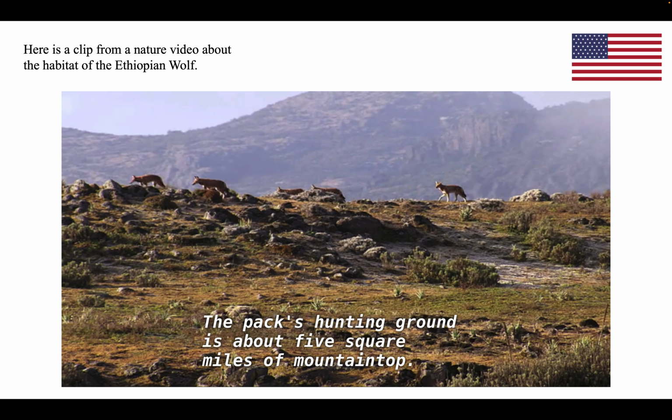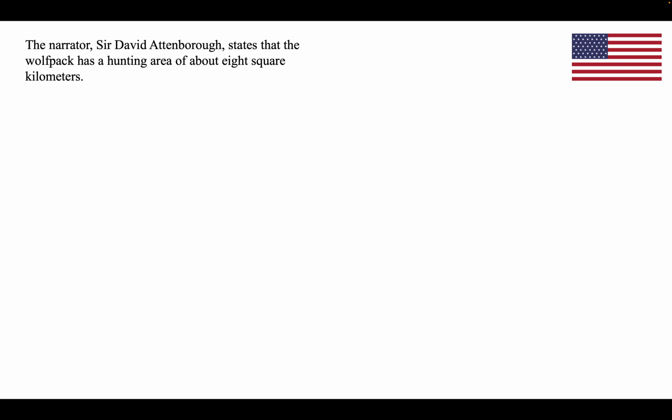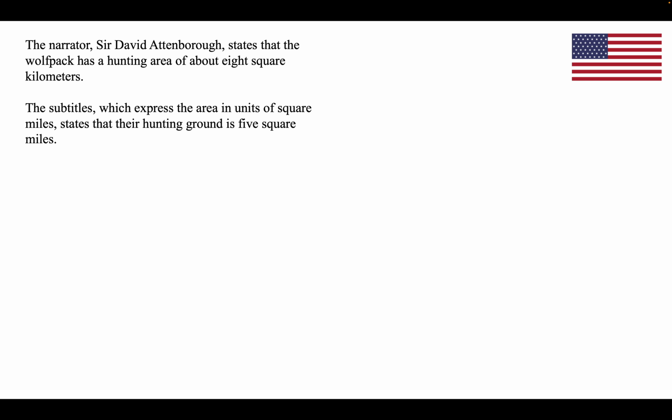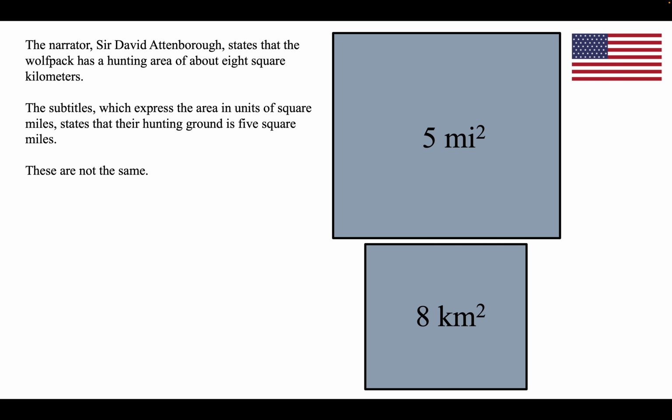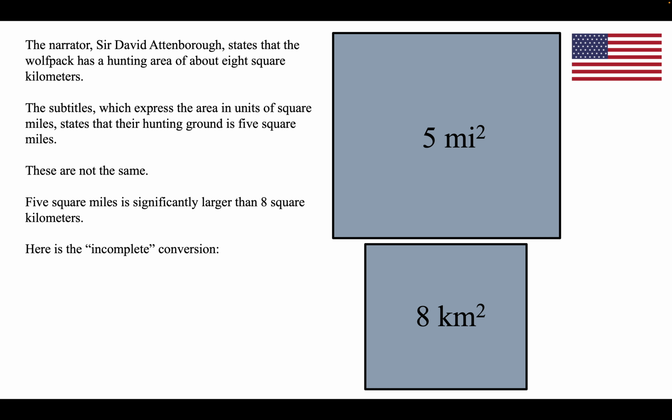So you can hear the difference. The narrator says 8 square kilometers, and the text on the screen says 5 square miles, the area of the hunting ground of the Ethiopian wolf. Narrator says 8 square kilometers, the subtitle says 5 square miles. It turns out these are not the same. The conversion is wrong, it's incorrect. 5 square miles is a significantly larger area than 8 square kilometers.